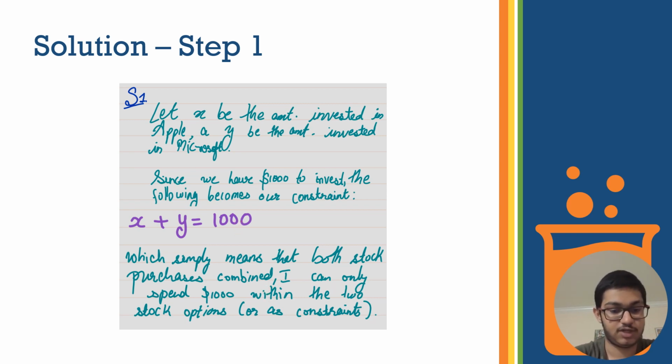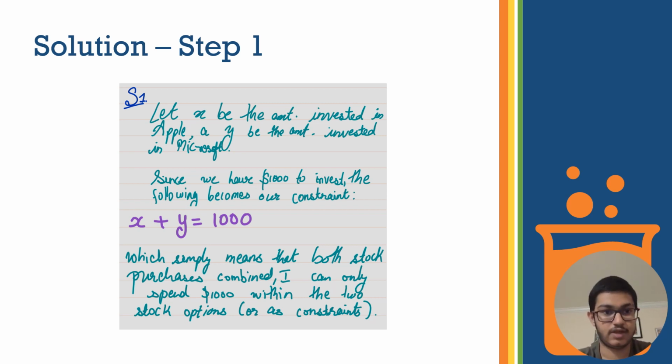This whole thing simply means that for both the stock purchases combined, X and Y, I can only spend $1,000 within the two stock options, which is something that I said before, and those are the constraints. Two stock options, that's my constraint, and the maximum I can spend is $1,000. That's another constraint, but the most important is the $1,000 one. The two stock options don't matter as of now. I will explain it later at the end, as I mentioned before as well.